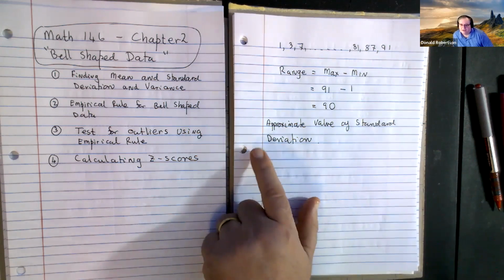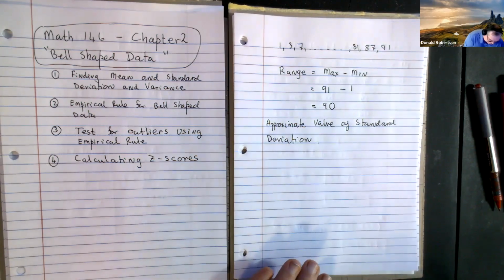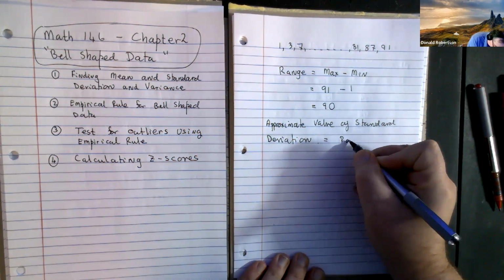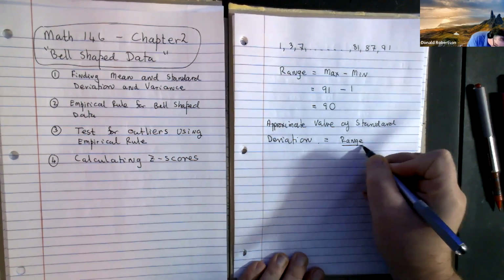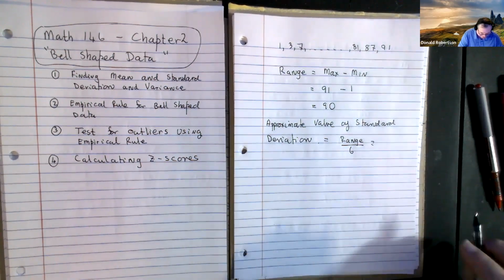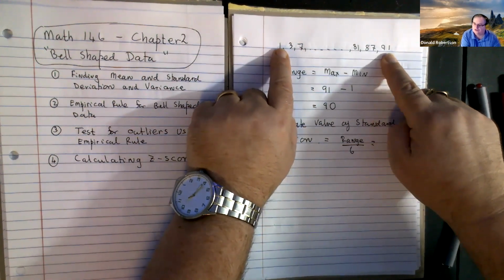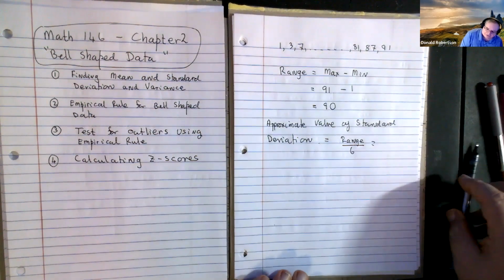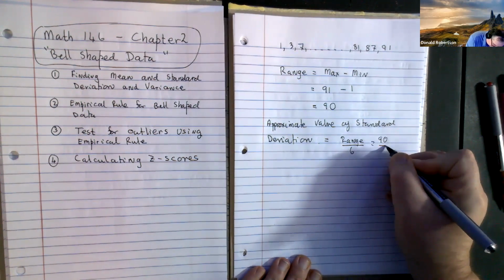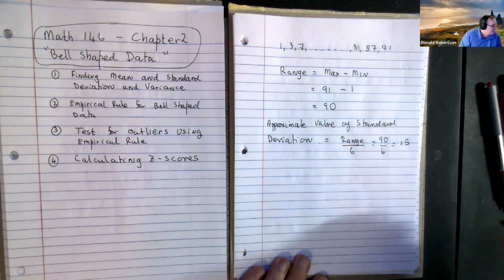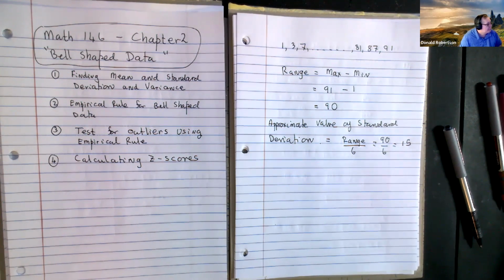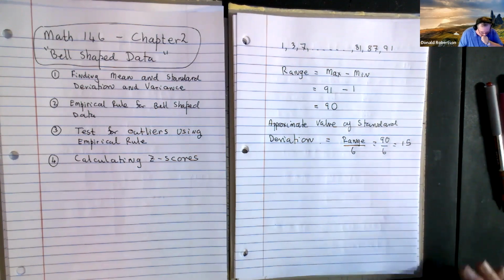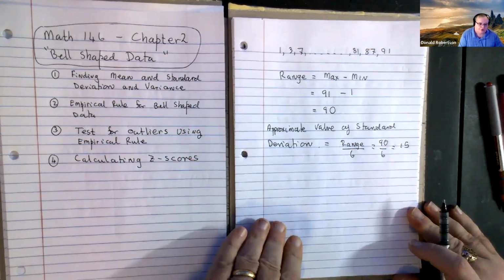And the formula for getting the approximate value of the standard deviation is the range divided by 6. Now, the range is easy because can't you at least find the biggest and smallest number, right? The start and the finish. And so the range is 90 divided by 6. And so the standard deviation is 5. I think there's a couple of questions where you do that.